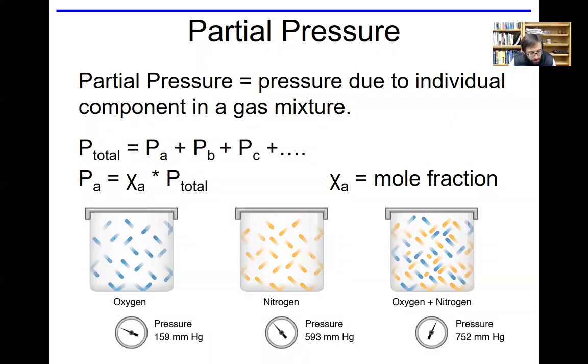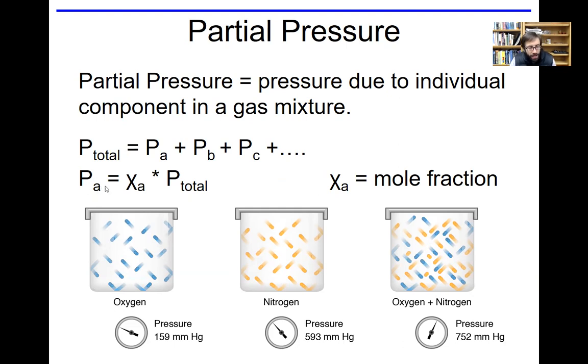All right, so how do we handle situations where we have mixtures of gases in a container? And that uses the concept of partial pressure. Partial pressure is the pressure due to any one individual gas in a mixture of gases. And it's very simple. The total pressure of the container is just equal to the sum of all the individual components. So I have written here P total equals PA plus PB plus PZ, et cetera.